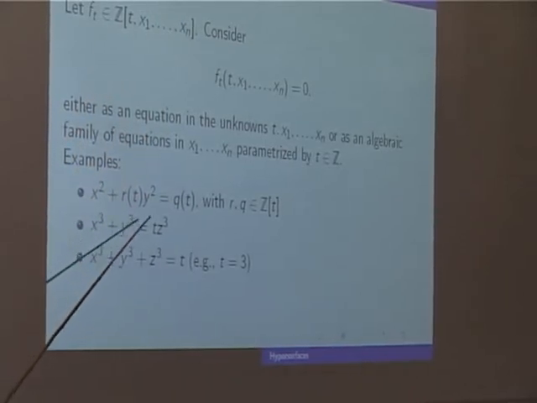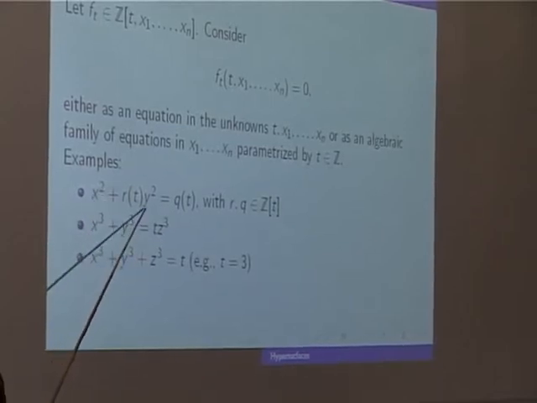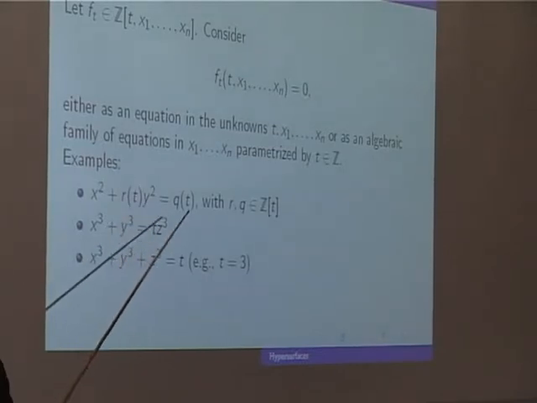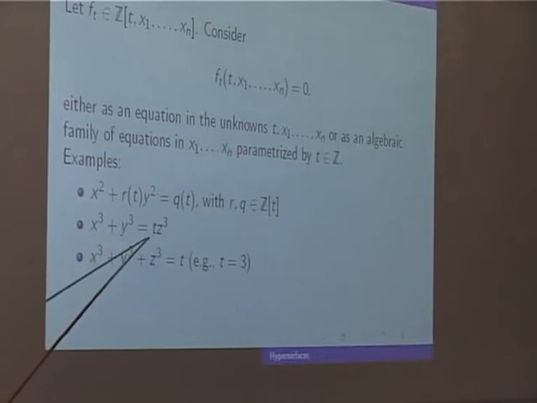And so here are the examples. It's just a family of equations, x squared plus y squared, something like this. Or maybe x cubed plus y cubed plus t cubed, and then something like this. So Diophantine equations are polynomial equations with integral coefficients, and we look for integral solutions.